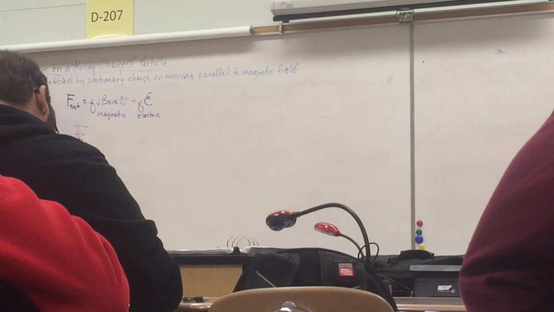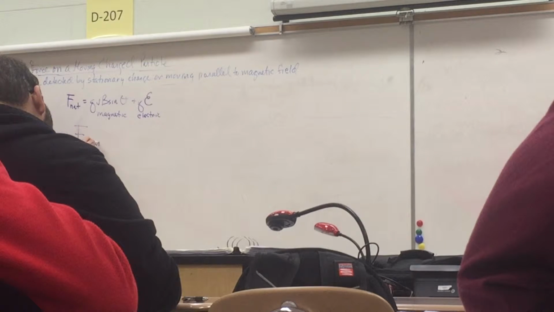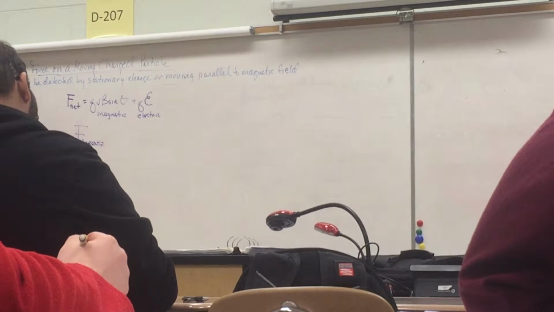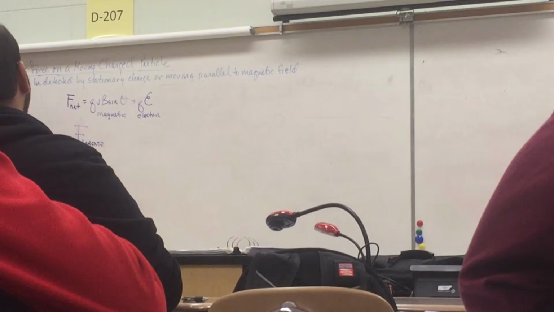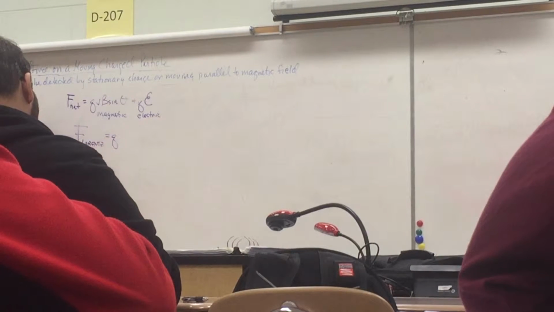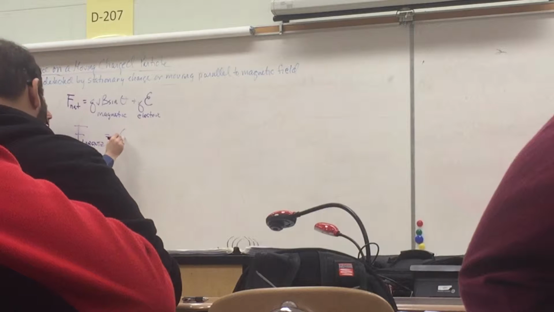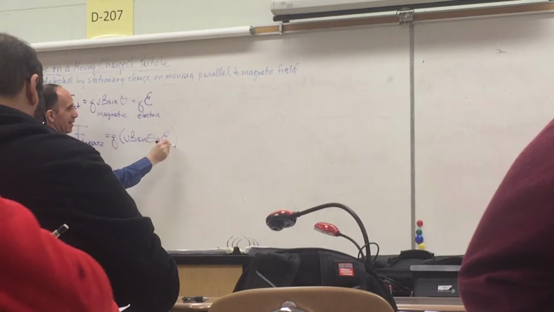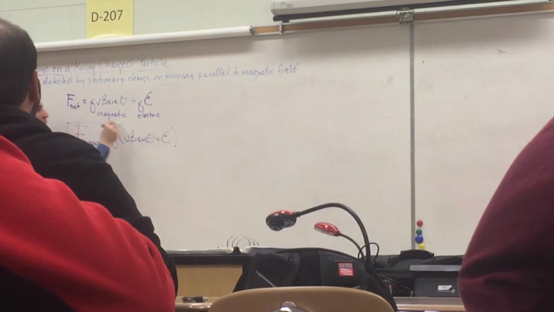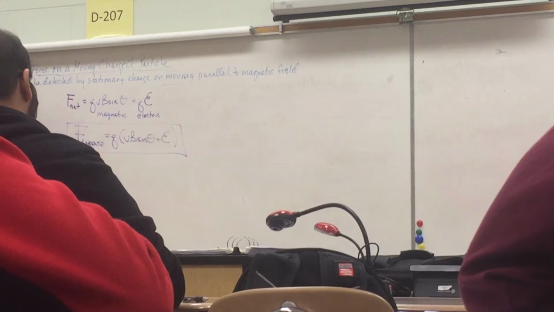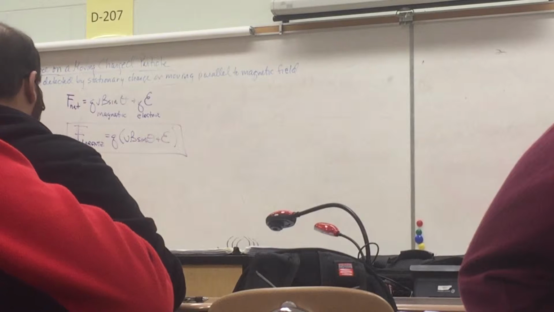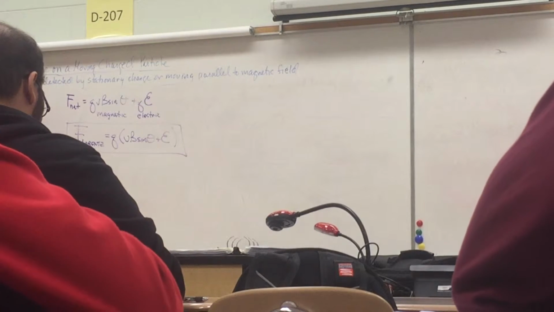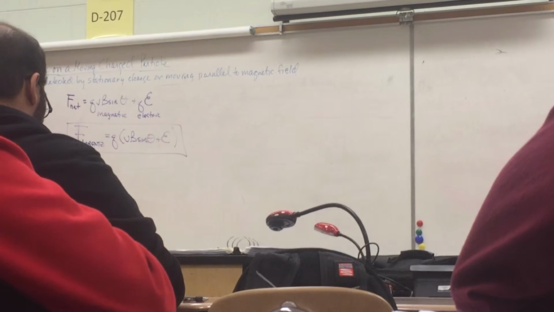Okay, and it was Lorentz that discovered this, so they actually give it the name F Lorentz, for the Lorentz force. They factor out the Q, and you get vB sine theta plus E, the electric field. So this is known as the Lorentz force. Okay, and we're looking at crossed electric and magnetic fields.